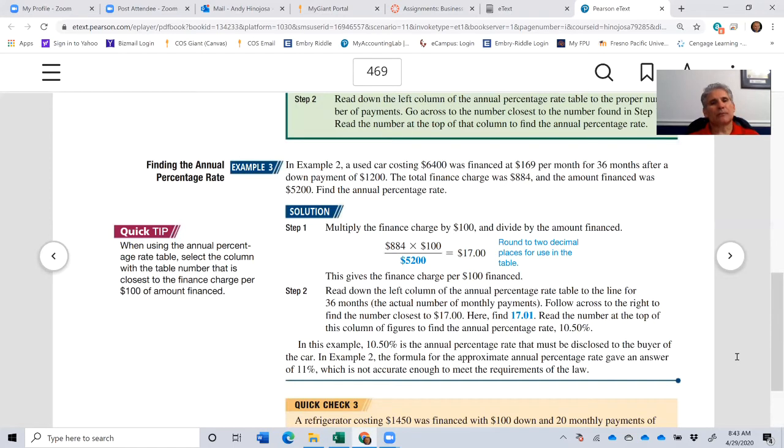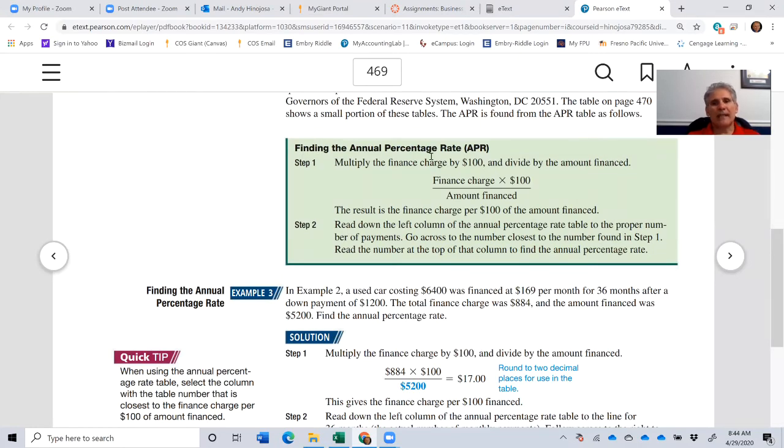Moving on to example number 3. In example number 2, a used car costing $6,400 was financed at $169 per month for 36 months, after a down payment of $1,200. The total finance charge was $884. The amount financed was $5,200. Find the annual percentage rate.